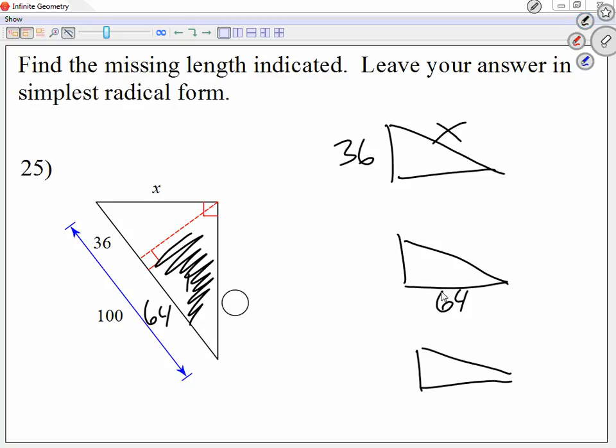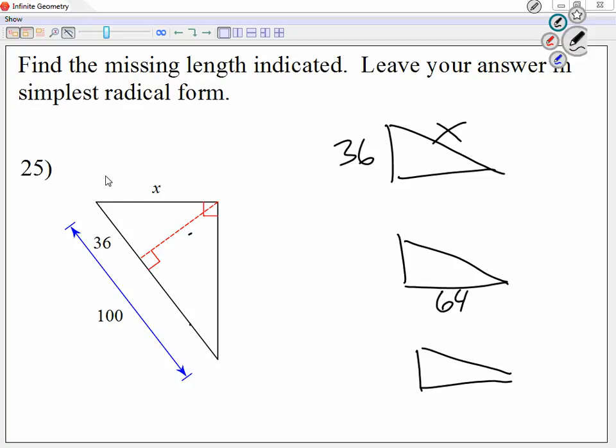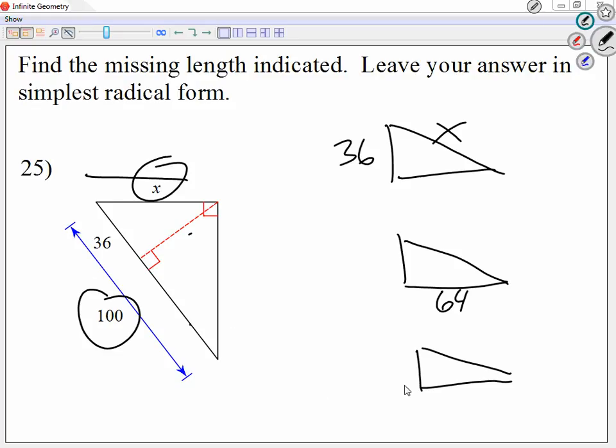Now, if we look at the entire triangle, the big one right here, I can tell that the small side is x, I don't know the medium side, and the hypotenuse is 100. So I have x and 100. I'm not going to use the medium triangle. I'm only going to use the first and third.